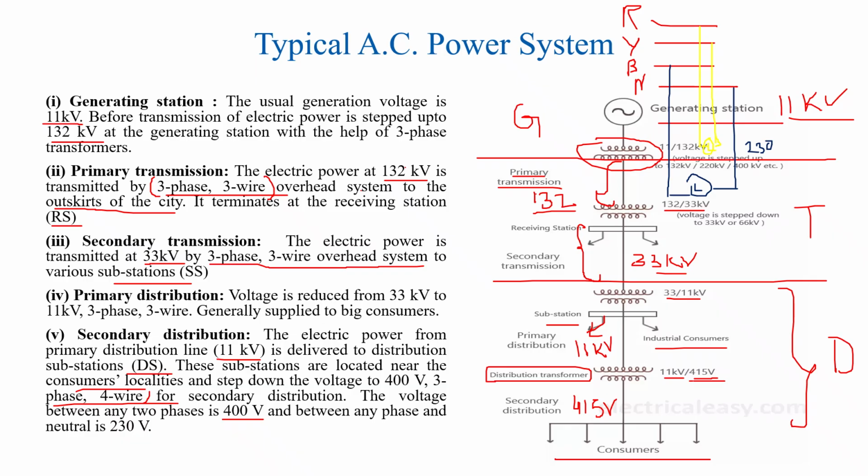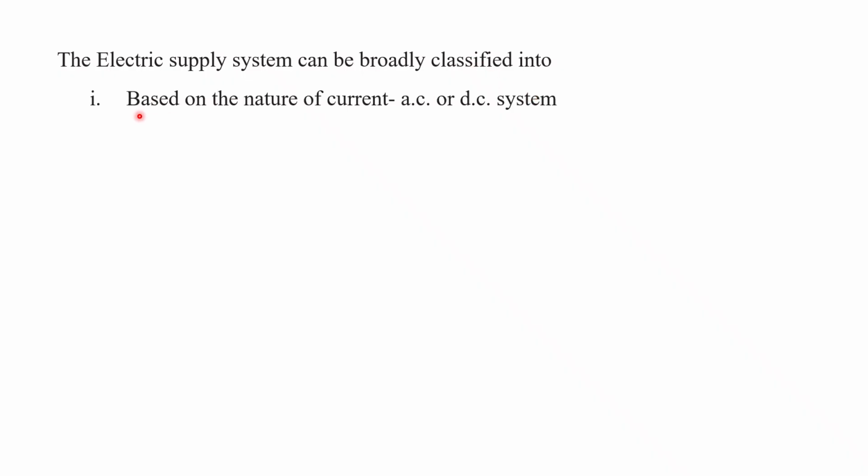So this is a typical AC power system representation in a single line diagram. Next, we'll be seeing that the electric supply system can be broadly classified based on criteria. The first criterion is the nature of current, that is AC or DC system. So a power system can be an AC power system or a DC power system.